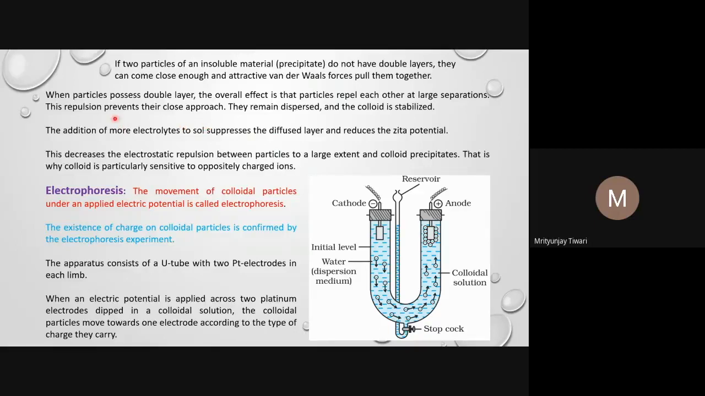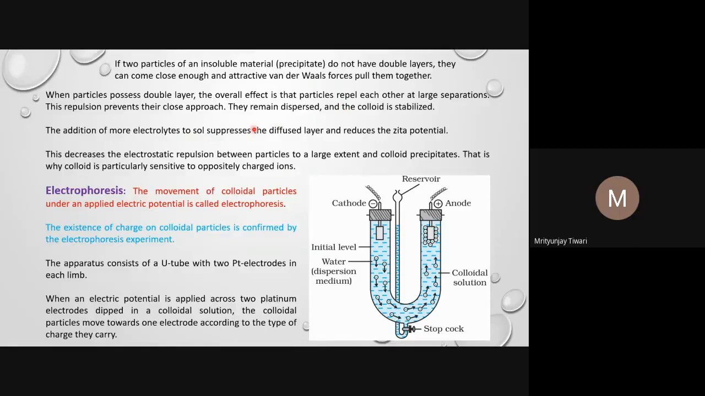So when particles possess a double layer, the overall effect is that particles repel each other at large separations, and this repulsion prevents their close approach. They remain dispersed, and the colloid is stabilized.